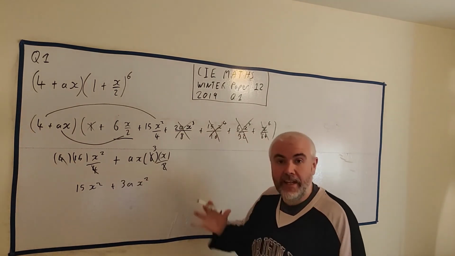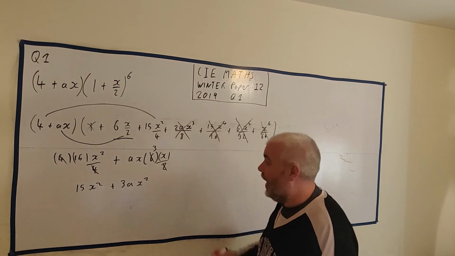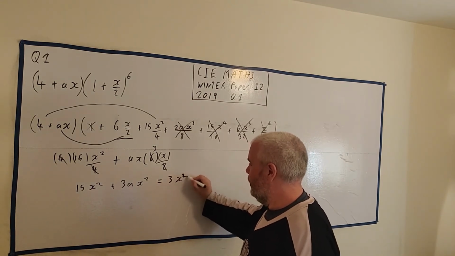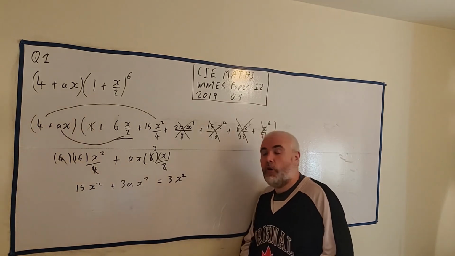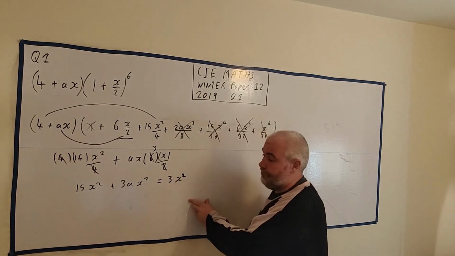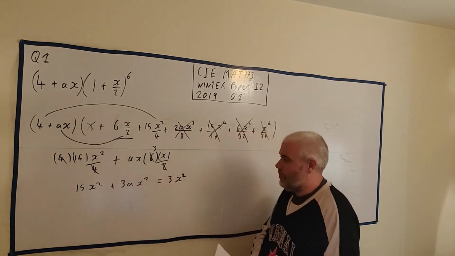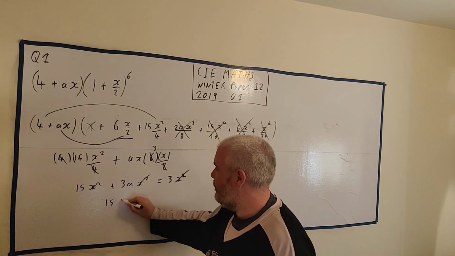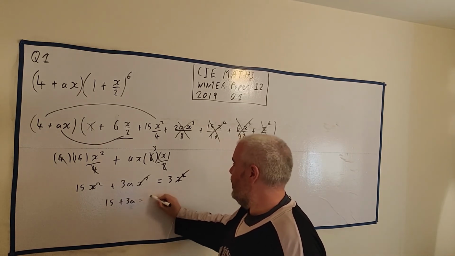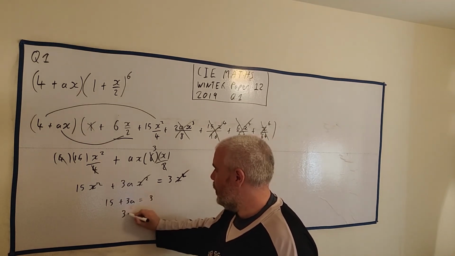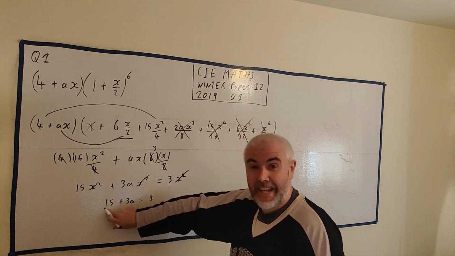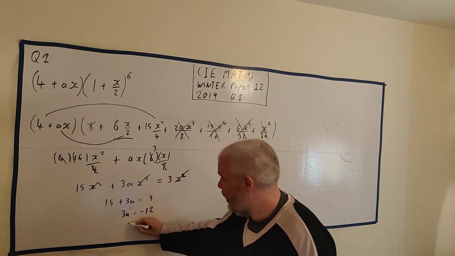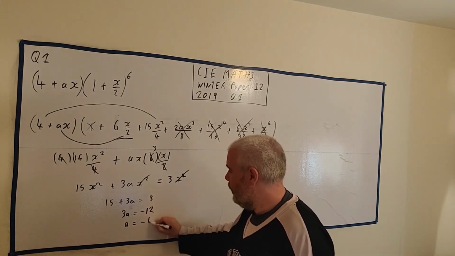That would be the x squared component of this whole thing. And they told us at the very start that that's equal to 3. The coefficient of x squared is 3. All these have x squared, so let's just get rid of the x squareds. And really what it's telling us is 15 plus 3a is equal to 3. That means 3a is equal, take 15 from both sides, we get minus 12. a is simply equal to minus 4.